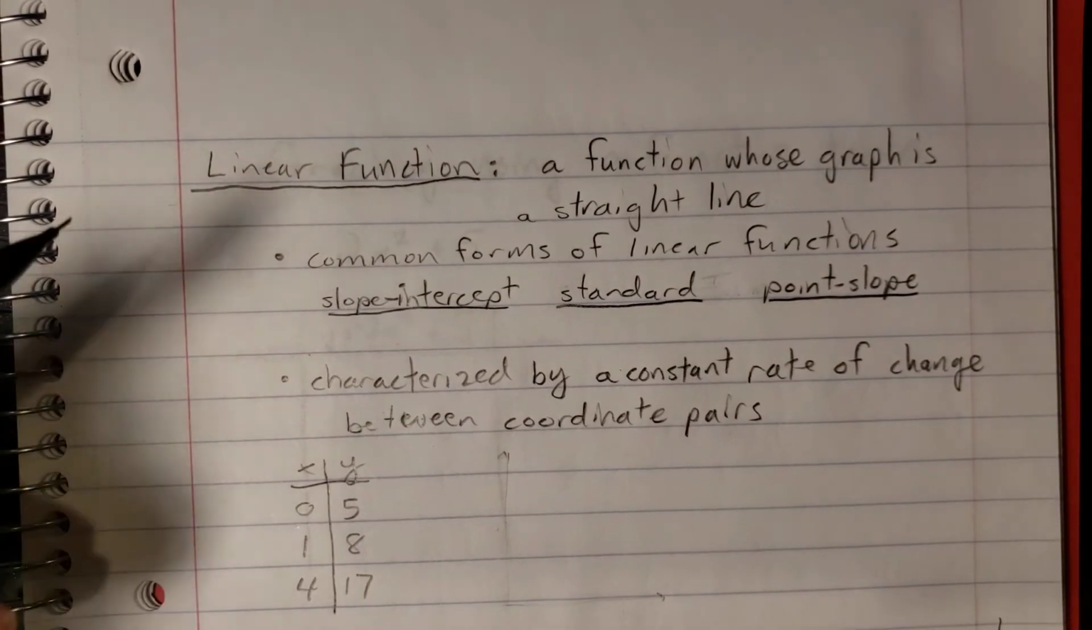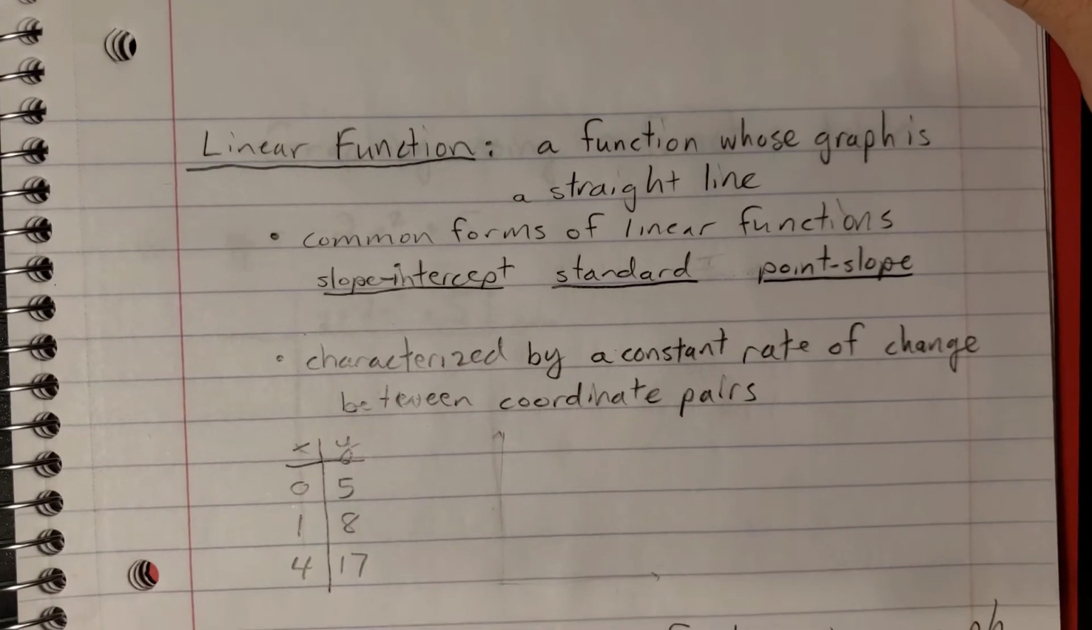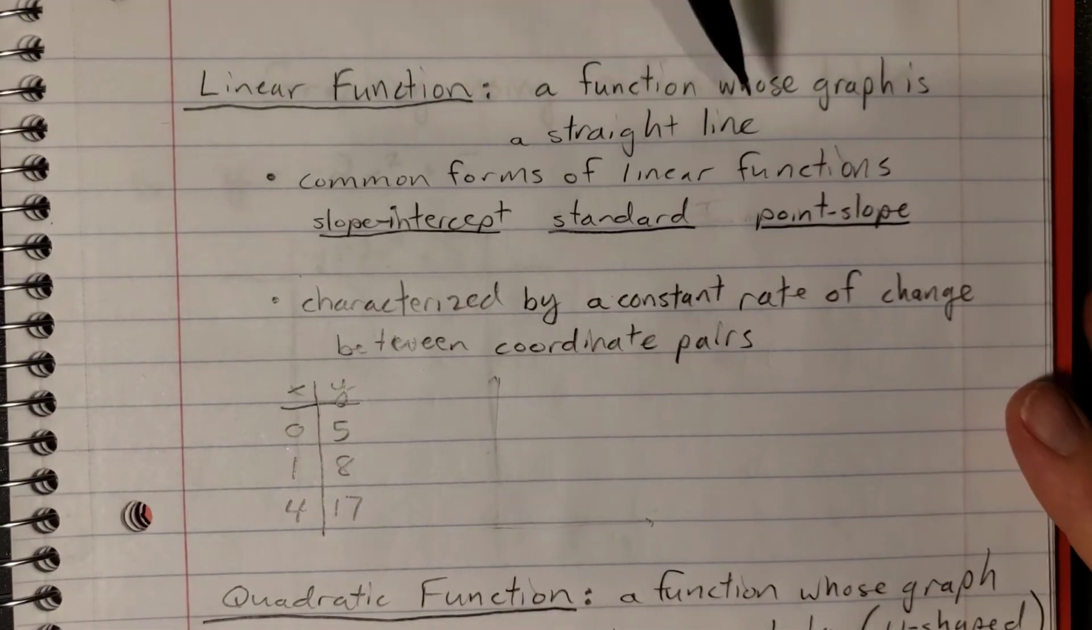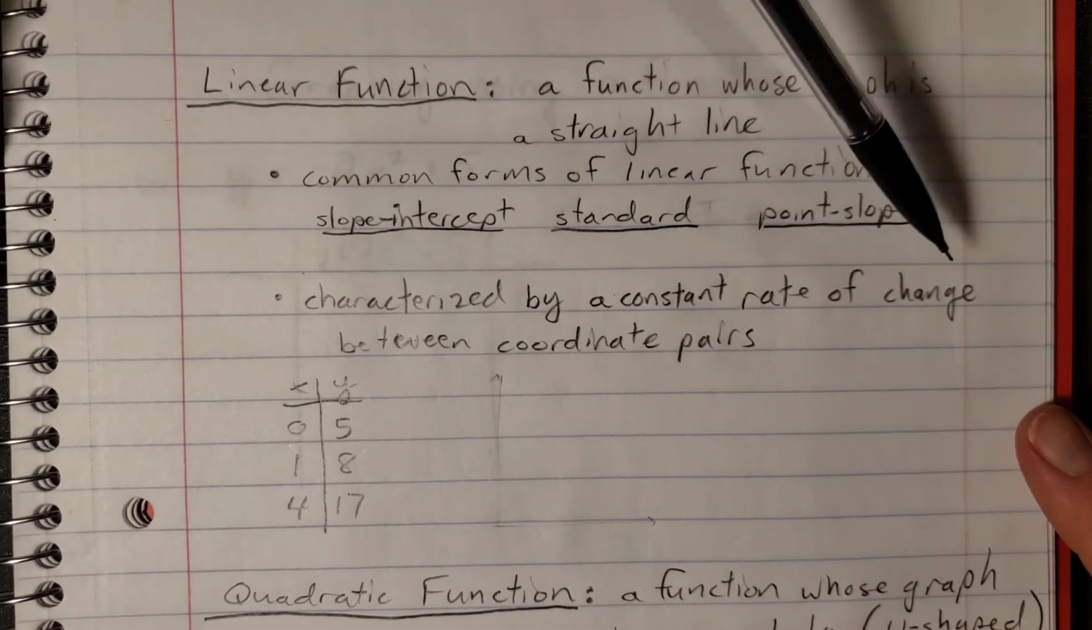It's a special type of relation. Well, here's a special type of function called a linear function. We've talked about these for a couple chapters now. A function whose graph is a straight line. And what makes it straight? It has a constant rate of change, okay?